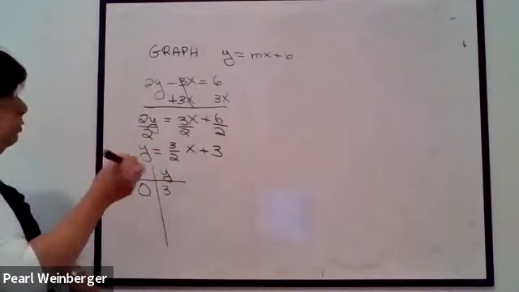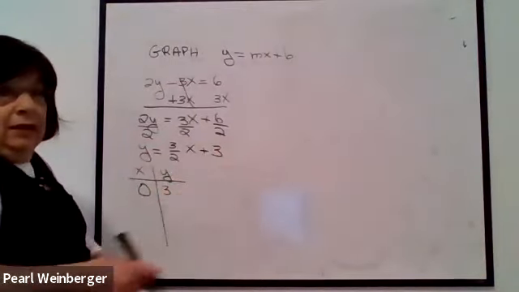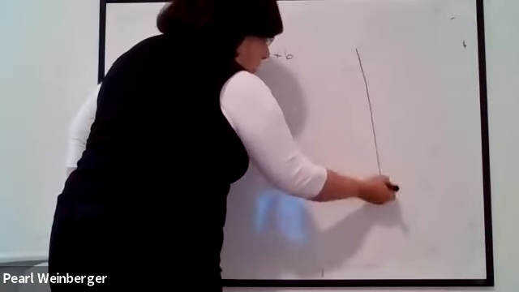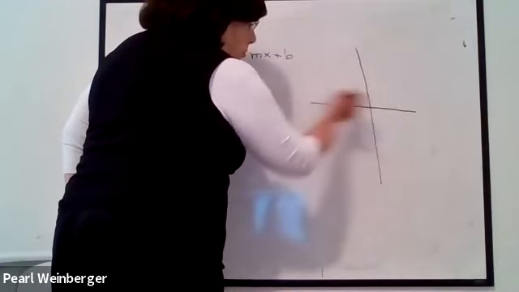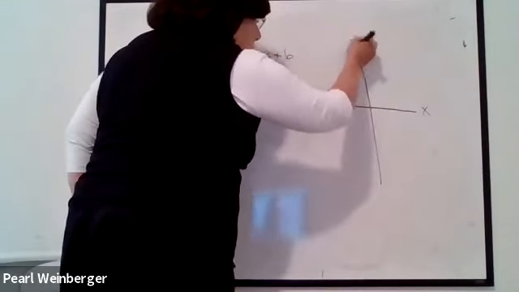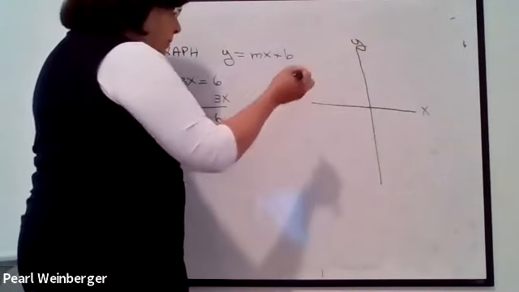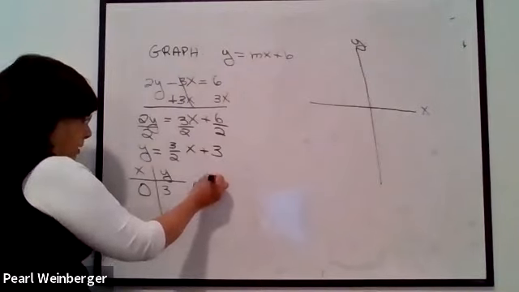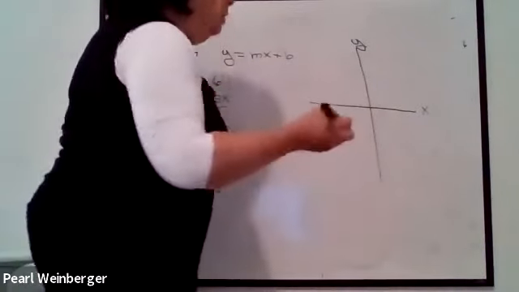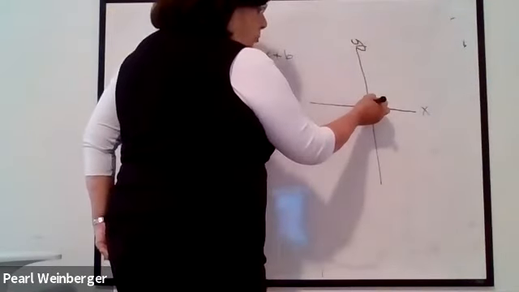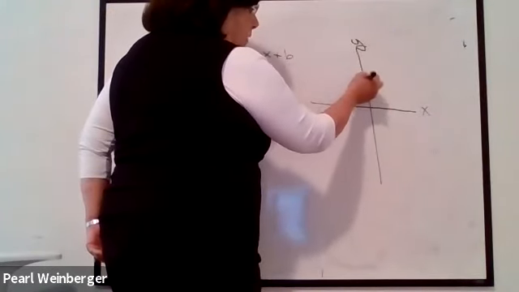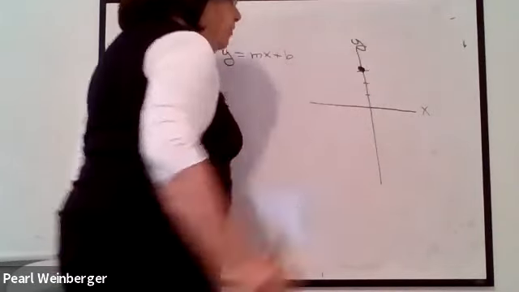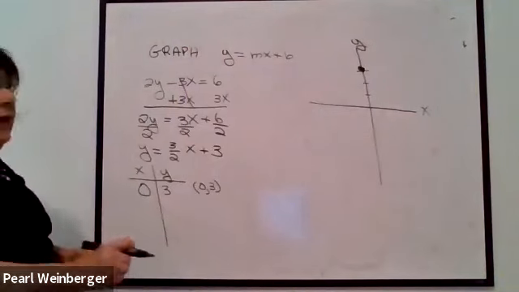So my first point that I'm going to get on this graph, here's my graph paper, is the point, the x 0 and the y 3. And I'm plotting that. Here we are. The x is 0 means I don't go left or right. The y is 3 means I go up 3. It's right here on the y-axis. As a matter of fact, that's what's called the y-intercept.